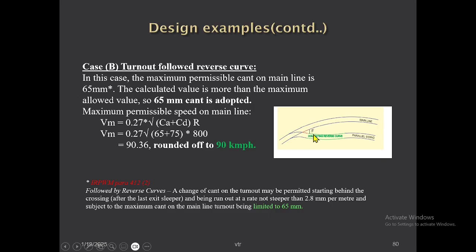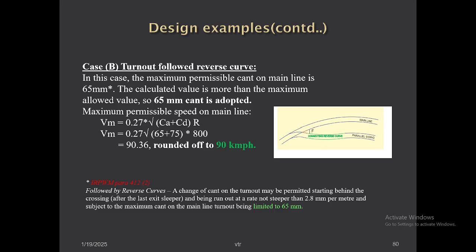In between there is a formation of twist, because with superelevation we are raising the outer rail, and in the case of a reverse curve, the outer rail will become the inner rail. So there will be formation of twist. That is why you are supposed to ensure at any cost, because of the change of curvature, the twist formation should not be more than 2.88 mm per meter. This is IRPWM para number 412.2. In case of any turnout followed by a reverse curve, you are supposed to ensure the twist should not be more than 2.88 mm per meter. That is 1 in 360.